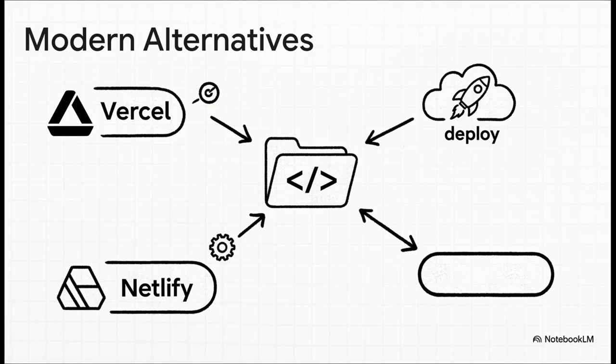Now, GitHub Pages is fantastic for getting started, but when you're ready to level up, the modern web has even more powerful options. You have platforms like Vercel and Netlify that are basically built for this. You just connect them to your code repository, and they will automatically build and deploy your site every single time you make a change. It's an unbelievably smooth workflow, and they're great options for any project you have.